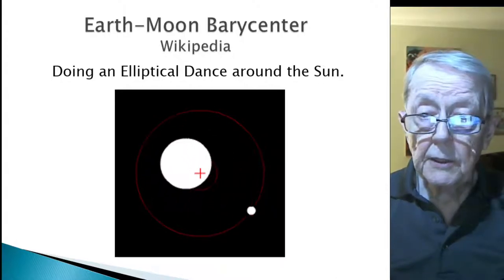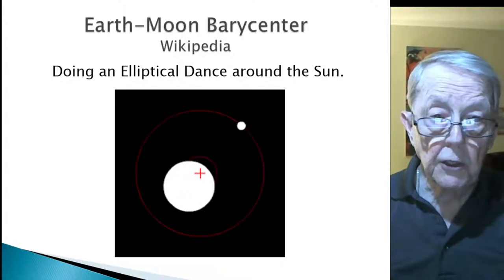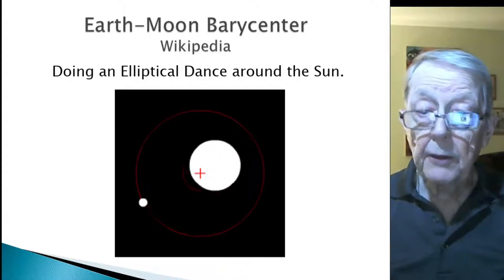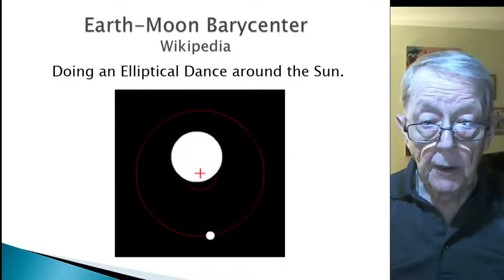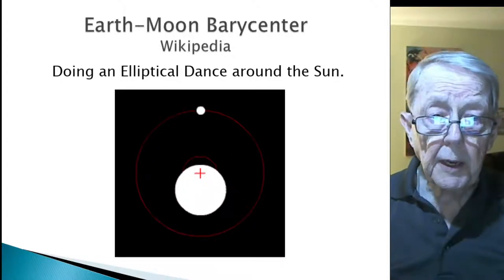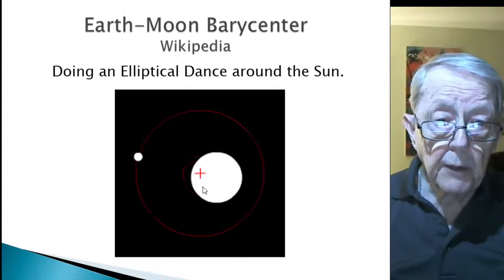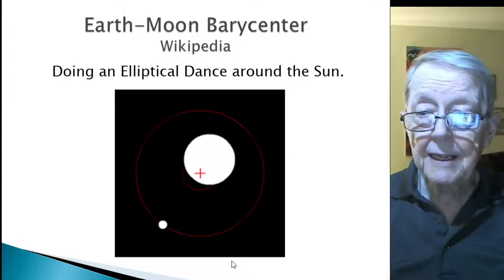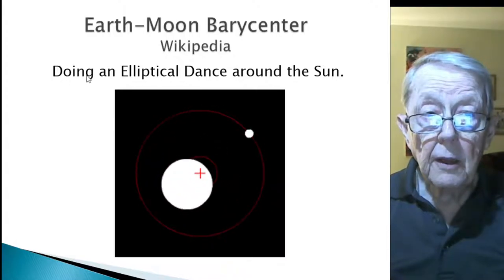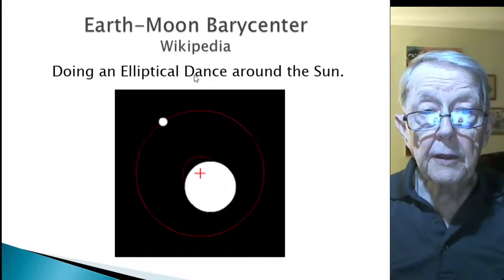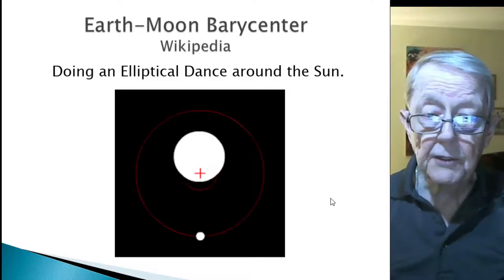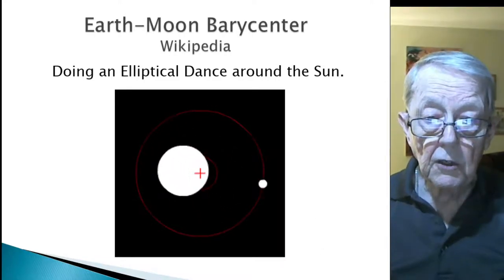Now, these are moving around each other. Maybe shouldn't there be a black hole or dark matter here? No, they're happy with the barycenter when it comes to this one. And it makes sense. Interesting point, however: the plus sign, this barycenter, more than likely is orbiting the sun in an elliptical path while the Earth and Moon are doing a dance around the sun. They have pictures or graphics of this on the internet. It's very interesting to look at.